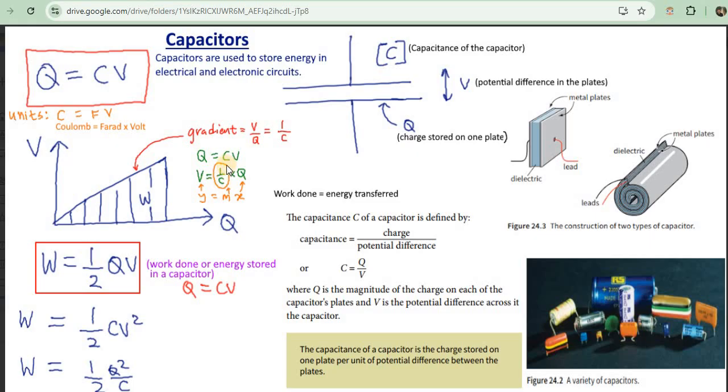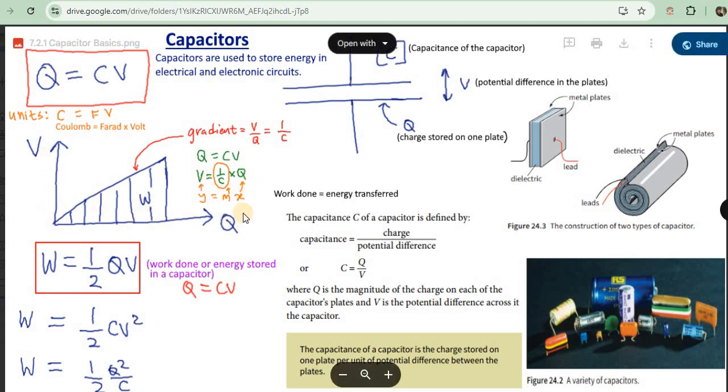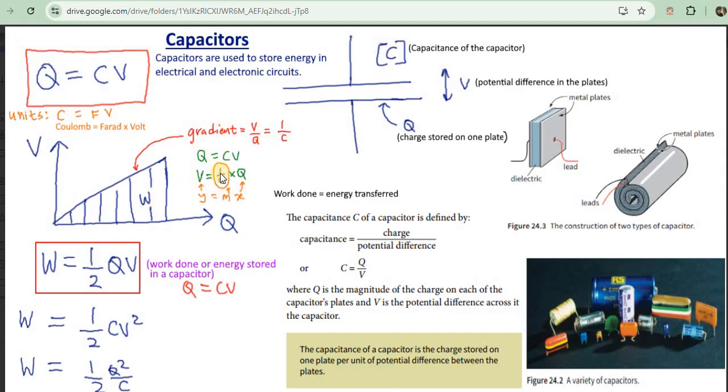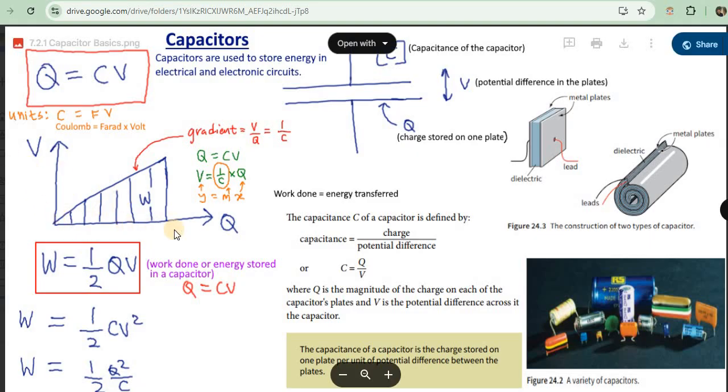Capacitance is a constant, so 1 over C will also be a constant. That is, the reciprocal of the capacitance will also be a constant. So if you plot a graph of V versus Q, that means V on the y-axis, Q on the x-axis, the gradient will be 1 over C. So gradient is equal to 1 over C, which is also the change in V divided by the change in Q. So this is the graph that we get.